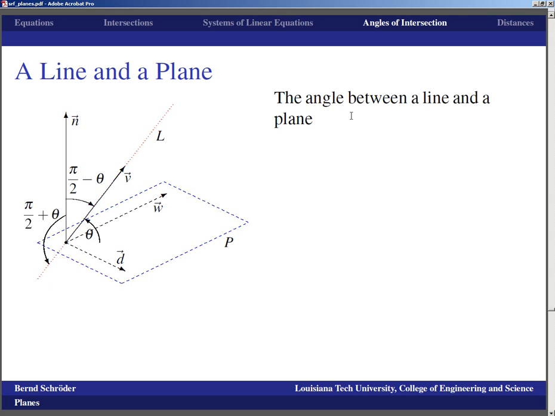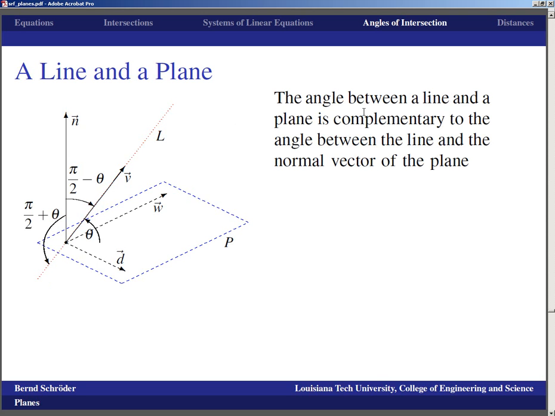So what this means is that the angle between the line and a plane is complementary to the angle between the line and the normal vector. The sum is 90 degrees, or it exceeds that angle by pi over 2, and I looked things up and I couldn't find a name for that. But so basically what you have is, again, you just compute the angle between the direction vector of the line and the normal vector of the plane.